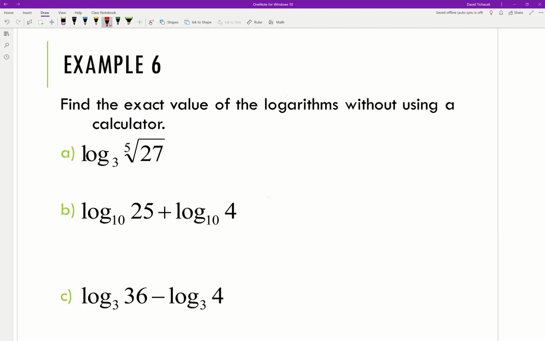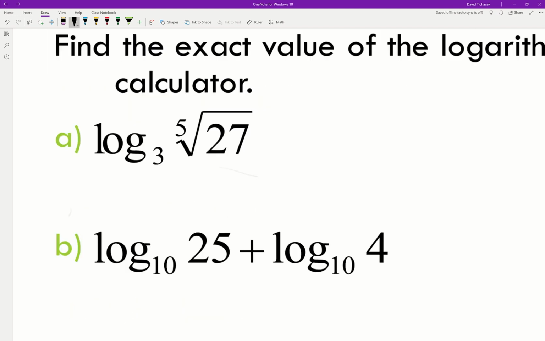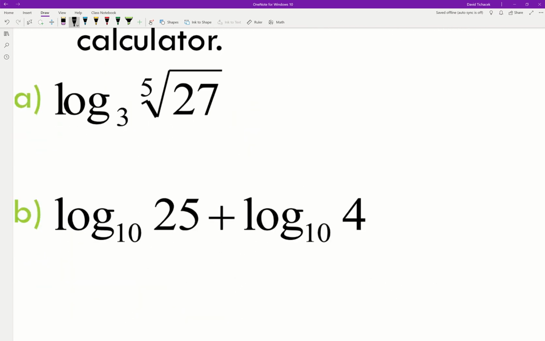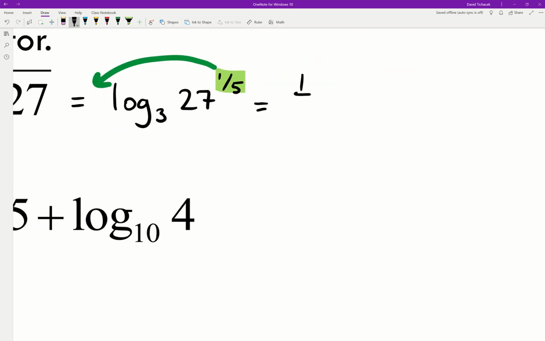And then finally, what I want to do here is some examples where we are finding the exact value of these logs, but without using a calculator. What that means is that we're going to be applying the properties of logs to work with these algebraically, instead of reaching for a calculator and getting a decimal expansion. In part A, we see the log base 3 of the 5th root of 27. Remember, we're always going to write our roots in terms of their exponent. So we're going to rewrite this as the log with a base of 3 of 27 to the power of 1/5. Another reason we might do that is so that we can use our power property and write that power out in front. So we can continue here by saying 1/5 times the log with a base of 3 of 27.